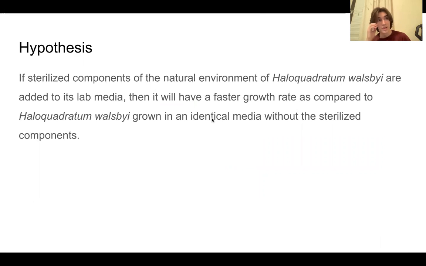Despite Haloquadratum walsbyi being one of the most dominant halophiles in nature, it grows slowly in a lab setting compared to Halopharax vulcani or Salinibacter ruber. The hypothesis for this experiment was that if components from H. walsbyi's environment were added to its media, then it would grow faster.